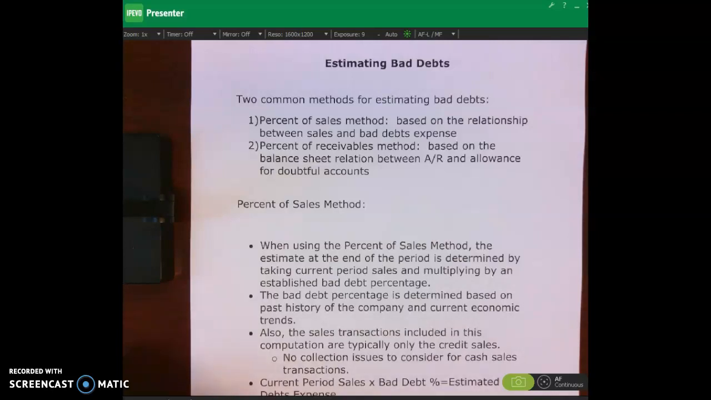Hello and welcome. In this lecture video, I'll be talking about the methods for estimating bad debts. And this lecture video starts on page 187 of your course pack, okay?